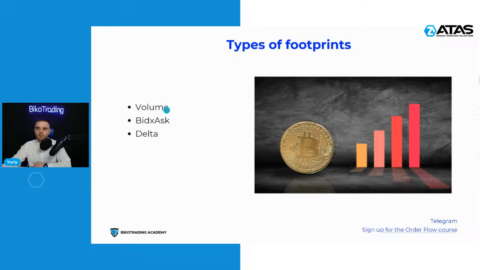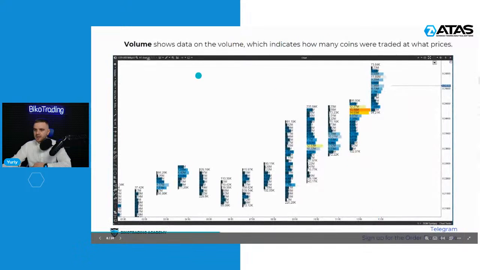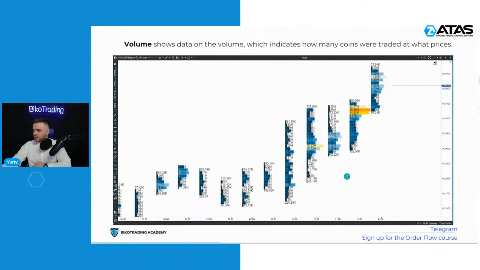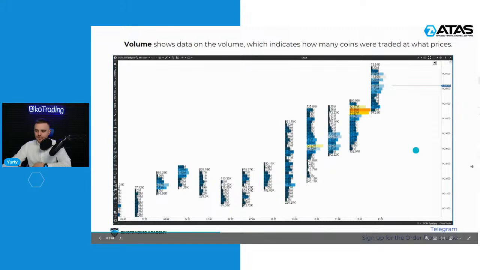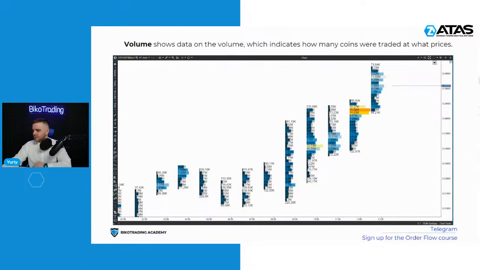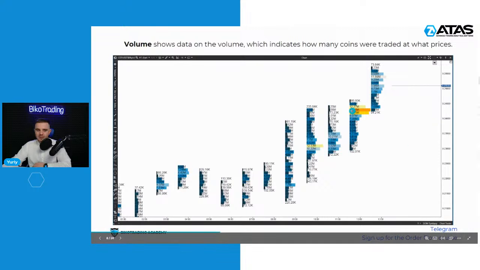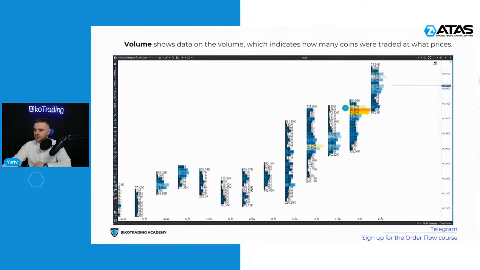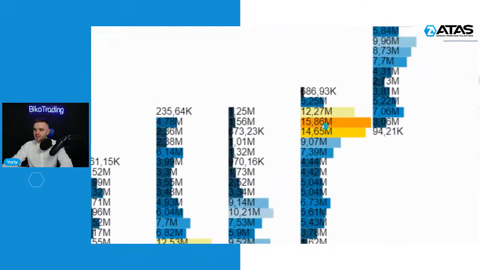First, it is a volume chart, bid ask, and delta. There are 3 major types of charts that can show you data. First one is volume. That's an example for you. What do these numbers mean? It is the total coins that were bought and sold in the middle of this footprint. At this moment, you can see here 15 millions. That means someone bought and sold together this 15 mil.